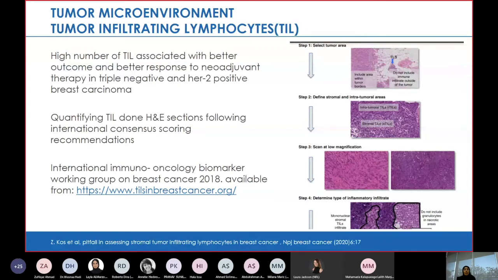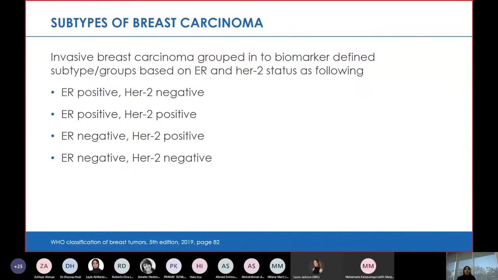If we need to quantify the tumor infiltrating lymphocytes, we do it on H&E sections based on the international consensus scoring recommendation. Now, in the WHO book there is a nice illustration of how to do the scoring system, but you can also find very nice information and background on this website, TILS-breastcancer.org, as one word. There is a nice background on tumor infiltrating lymphocytes, and they teach you how to do the scoring if you need to do that on an H&E section.